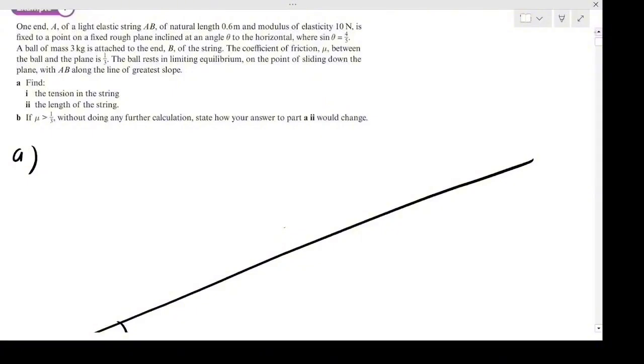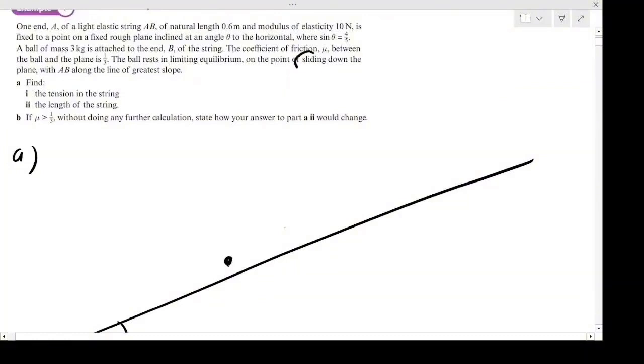Now one end A is fixed. So let's say A is there, and so it's the string. The other end of the string will have a ball, that'll be the point B. That's AB. And no, it's going to be the other way around. The ball needs to be down.